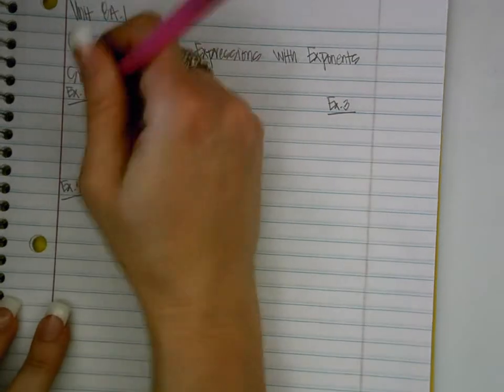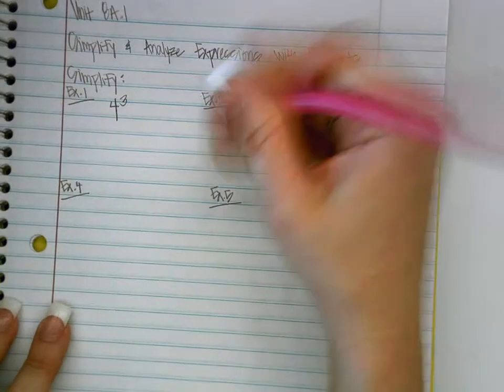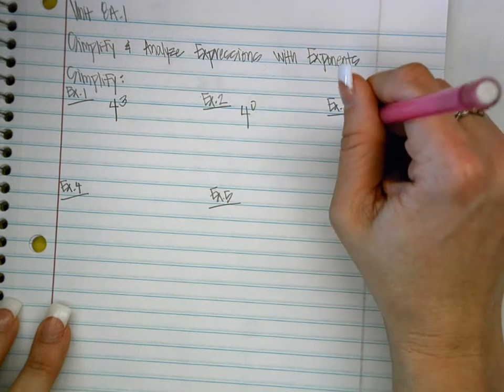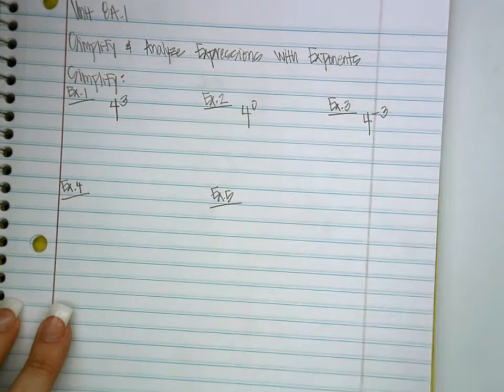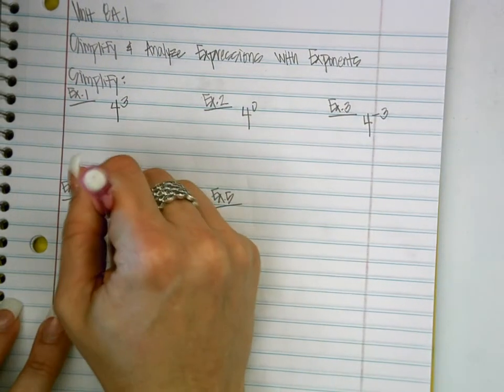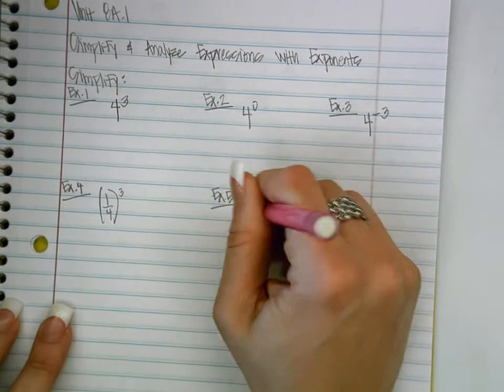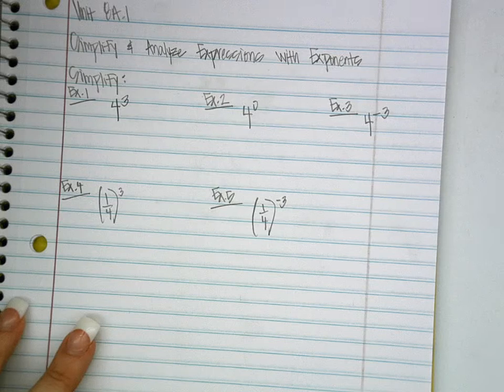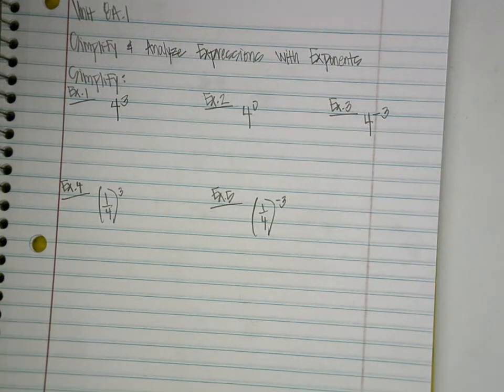So first one you're going to simplify is 4 to the third. Number 2 is 4 to the 0 power. 3 is 4 to the negative 3. Then 1/4 to the third, and 1/4 to the negative third. Make sure you're writing this down, please.